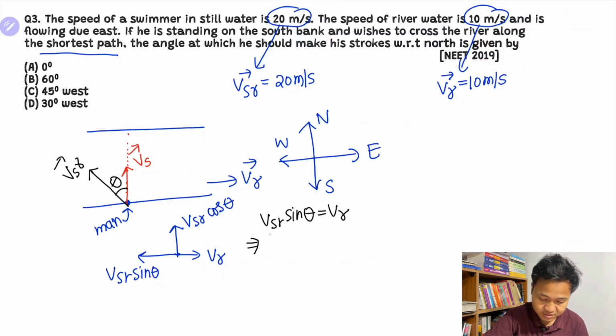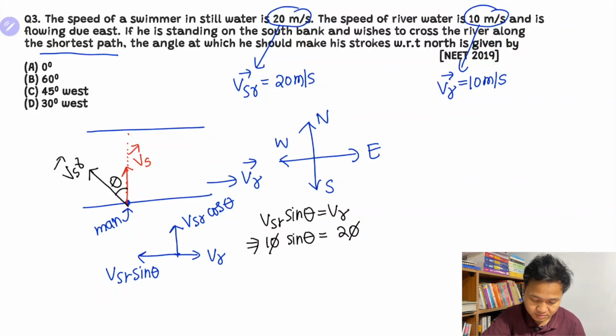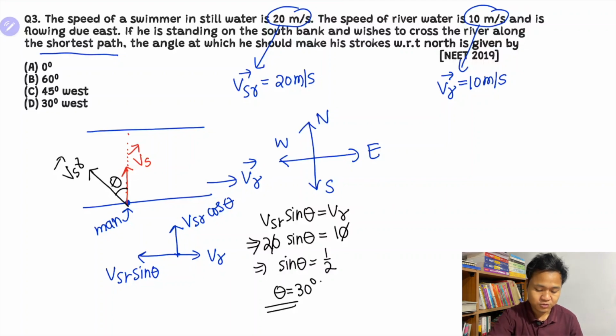So what is VSR? VSR is 20, and VR is 10, so VSR sine theta equals VR gives 20 sine theta equals 10. The zeros cancel. So here sine theta is equal to 1 by 2, which means theta is 30 degrees. So he has to go 30 degrees towards the west. This side, the left side, is west. So towards the west he has to go 30 degrees. That is the answer.